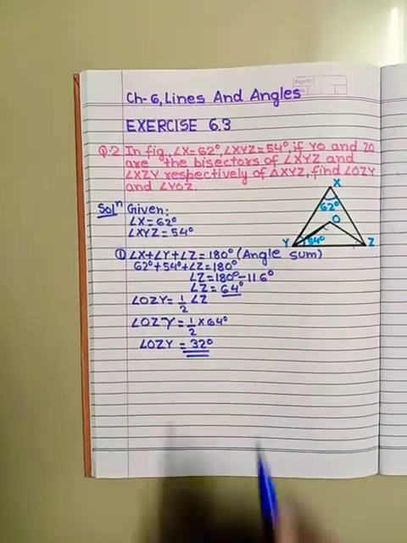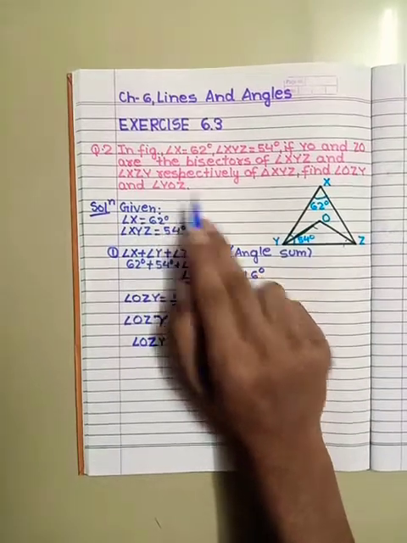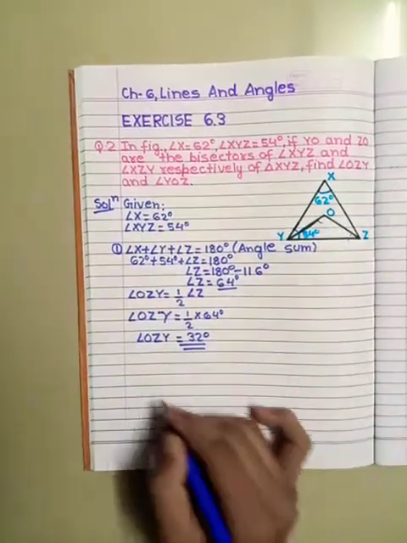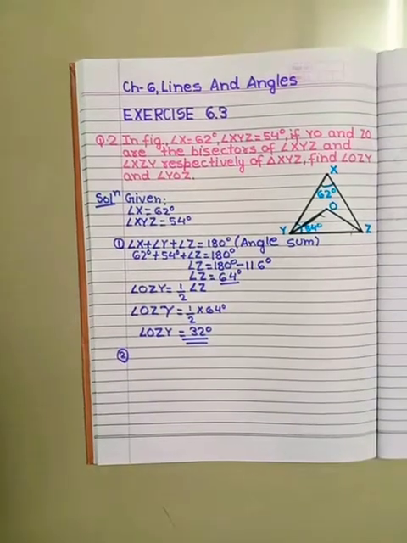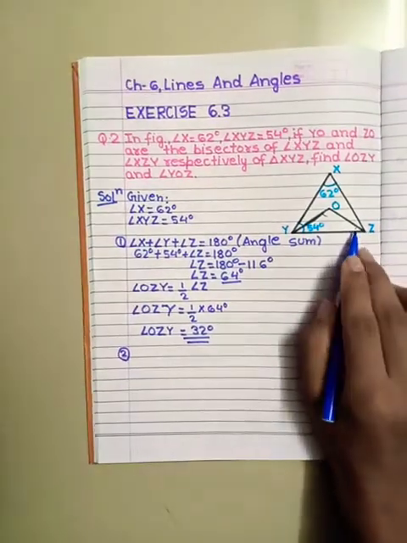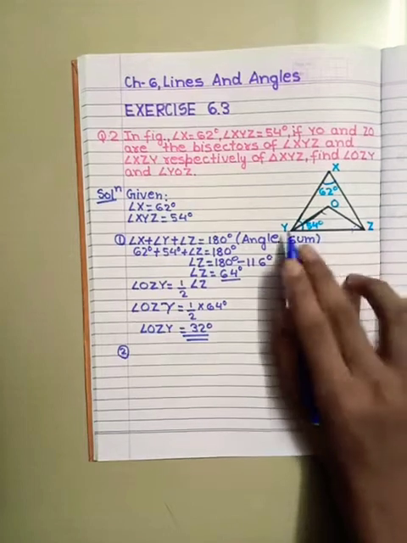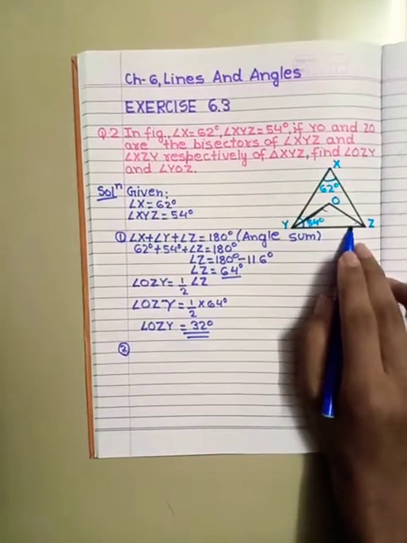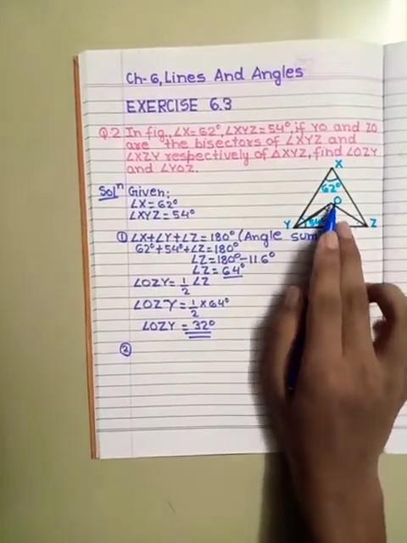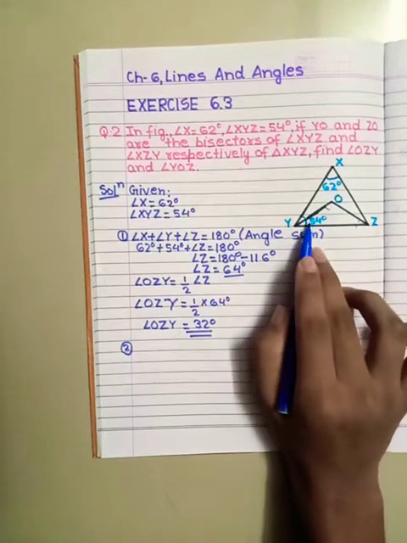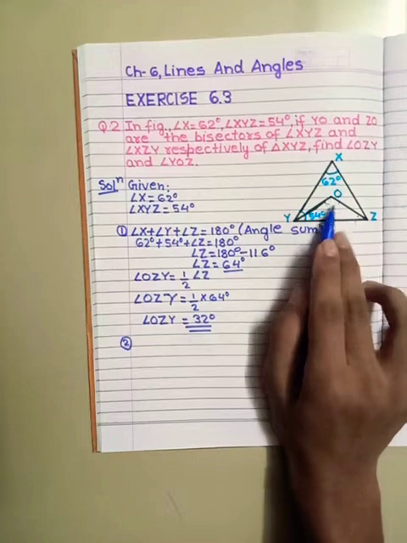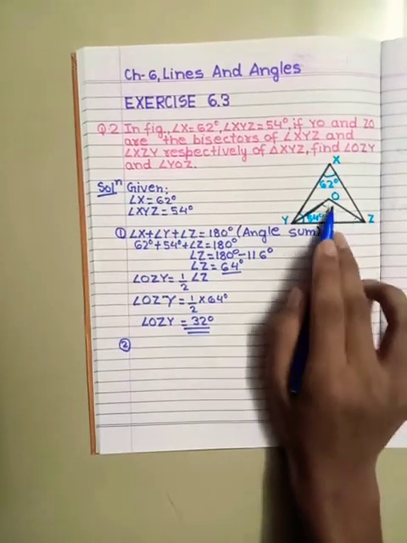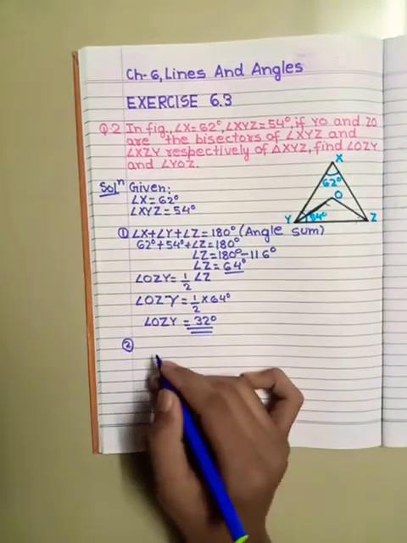Now we are to find angle YOZ, that is angle O. We have to find that. So let's move on to the second part. Now we know that angle OZY is equal to 32 degrees, and we can find angle OYZ by dividing 54 by 2, and then we can find angle O by the angle sum property of a triangle. So let's do that.